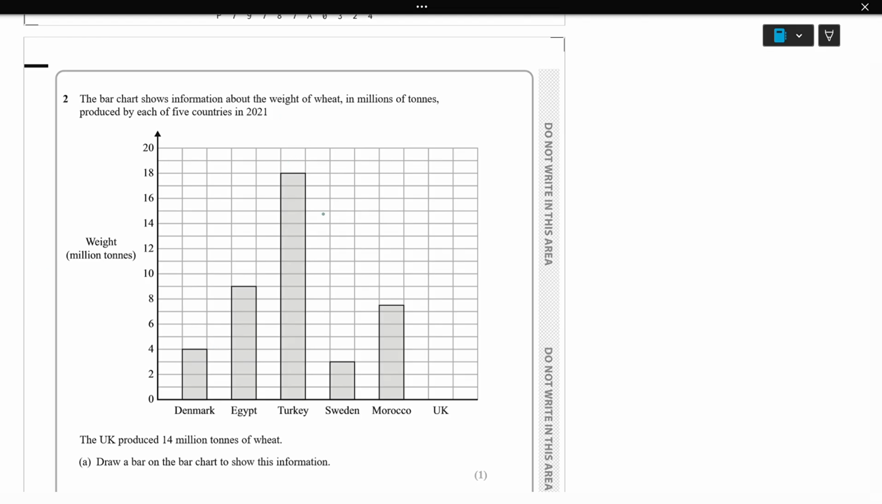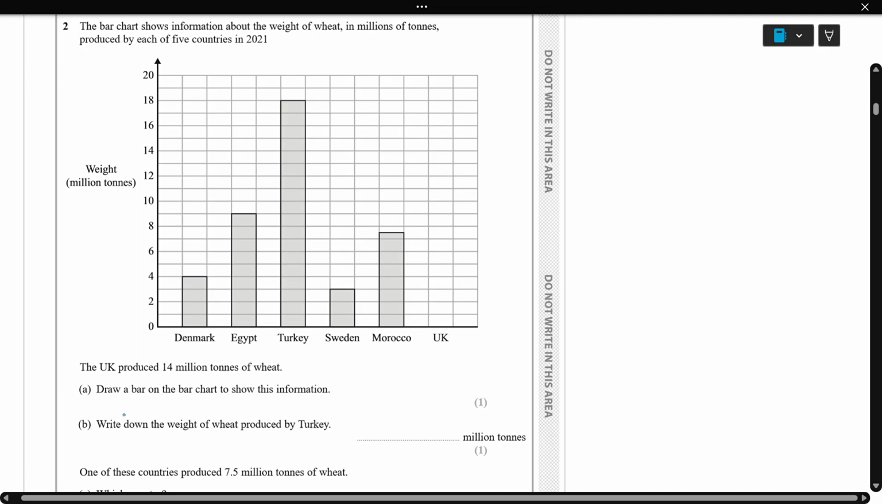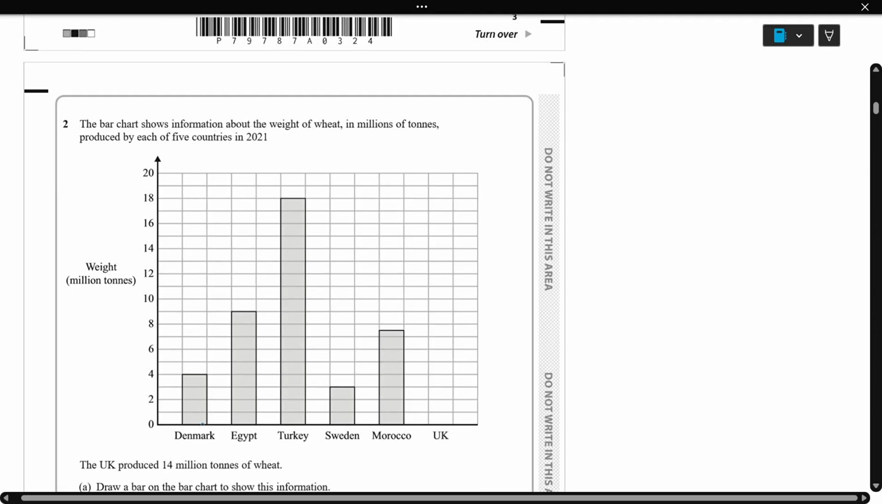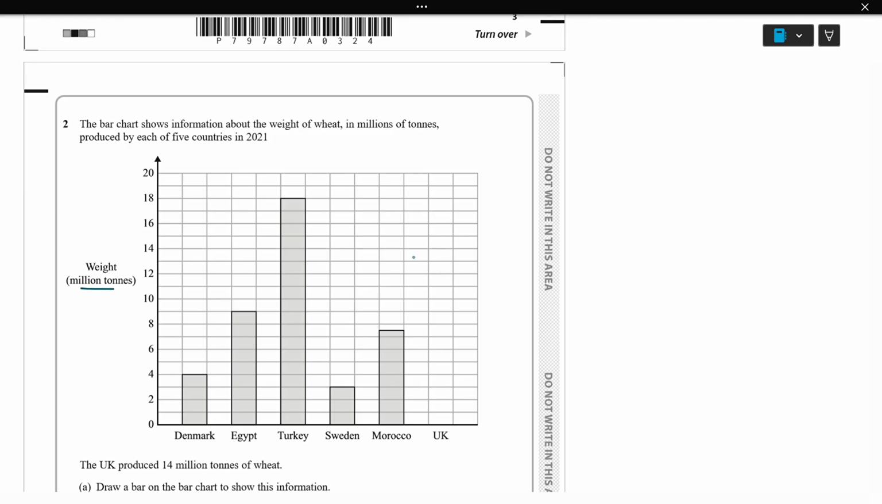In the next question, the bar chart shows information about the weight, in millions of tons, of wheat produced by 5 countries in 2021. The UK produced 14 million tons of wheat. Draw it in the bar chart. So the UK is 14 million tons, which is 14 here. Just draw this with the ruler and shade it.